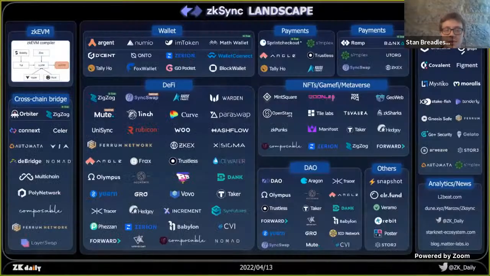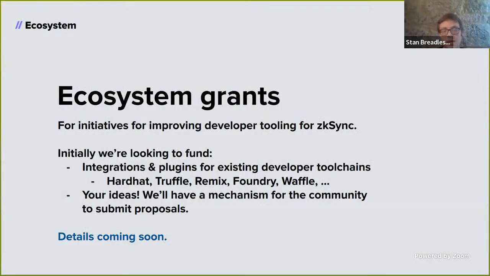Here's our ecosystem. As you can see here, there are various DeFi projects like Zigzag, Curve, NFT, Metaverse, DAO, etc. Ecosystem grants, as already mentioned, an example of Hardhat tooling, which has to be changed, adapted to be supported by zkSync. We also support various ecosystem grants for developers who are willing to adapt existing tooling to zkSync, like Hardhat, Truffle, Remix, Foundry, Waffle, etc. All this tooling should be adapted to zkSync.